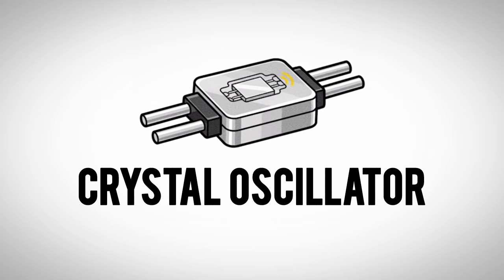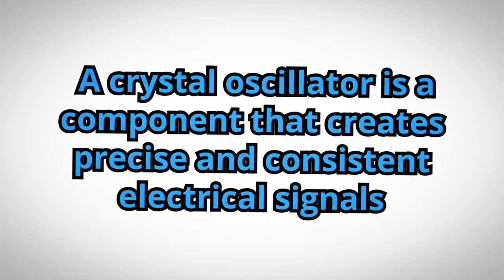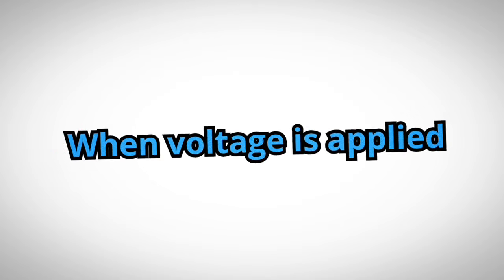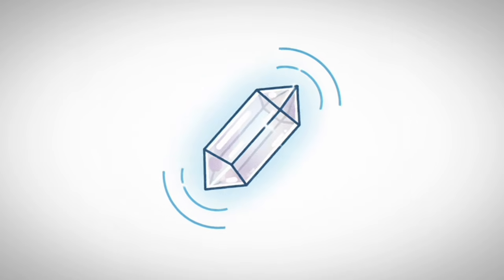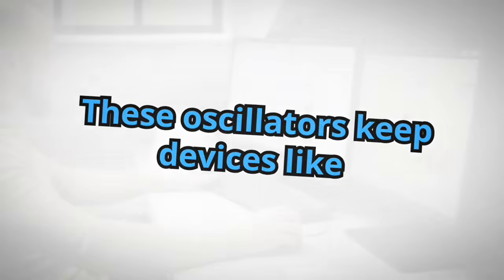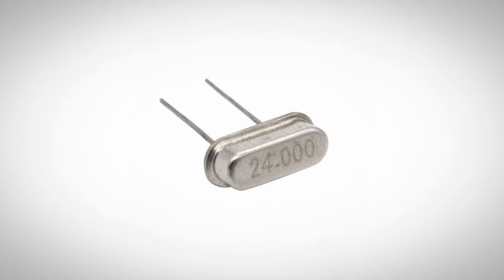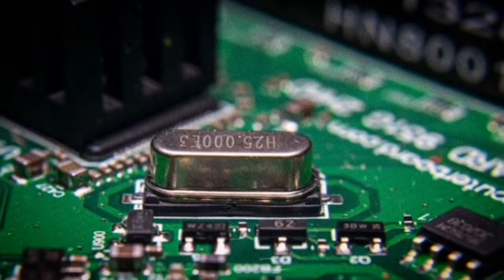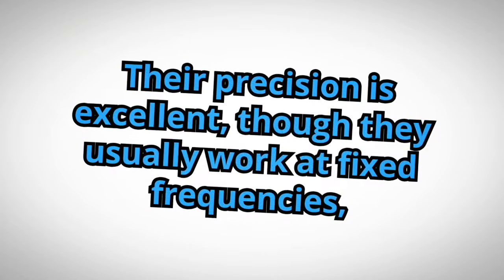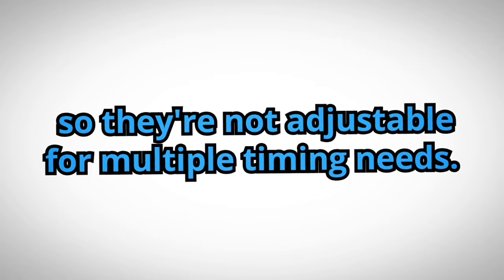Now let's look at crystal oscillators. A crystal oscillator is a component that creates precise and consistent electrical signals using the natural vibration of a quartz crystal. When voltage is applied, the quartz vibrates at a fixed frequency, producing an accurate timing signal. These oscillators keep devices like computers, smartphones, and watches running in perfect sync. They don't directly measure time, but their steady frequency lets circuits count vibrations and track time accurately. Their precision is excellent, though they usually work at fixed frequencies, so they're not adjustable for multiple timing needs.